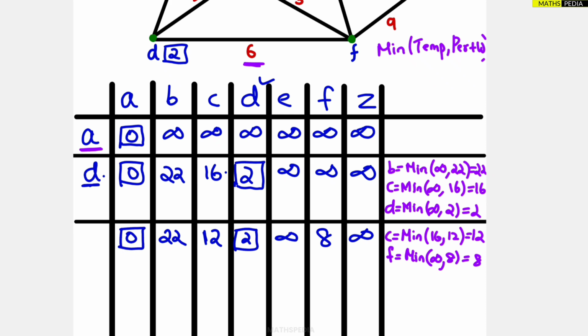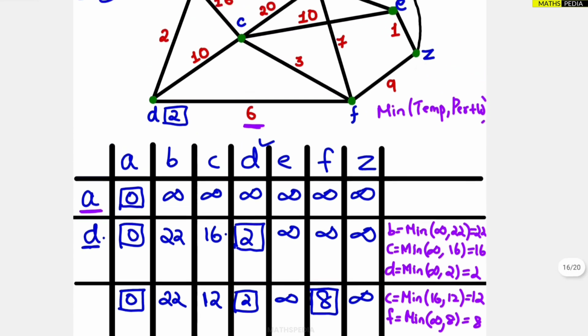Okay. Now in this particular row, we have to find the minimum value, excluding the permanent labels. By not seeing the permanent labels, you have to find the minimum value. Which is the minimum value? 22, 12, infinite, 8. 8 is the minimum value. So this becomes the new permanent label. Now since this is a new permanent label, we have to write it in the graph also: 8.